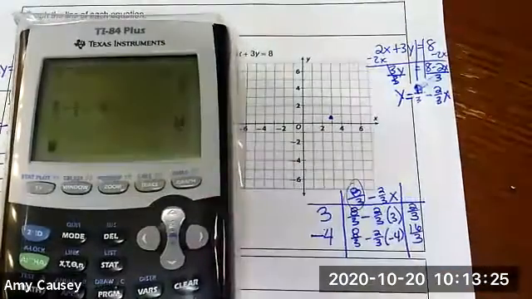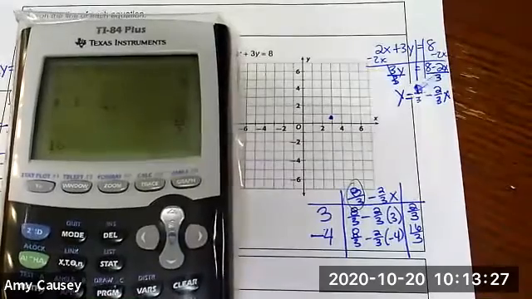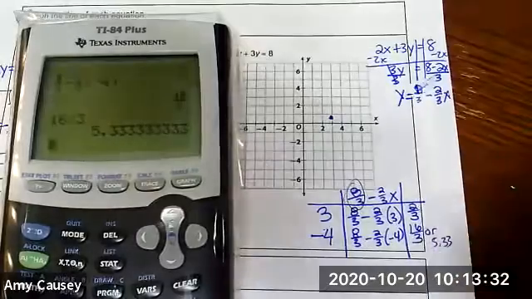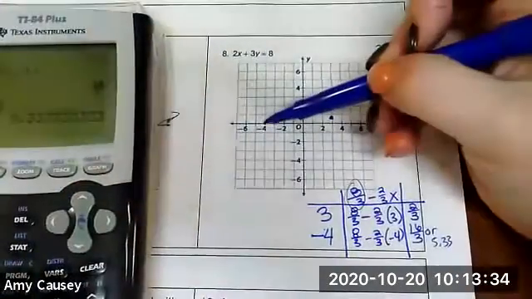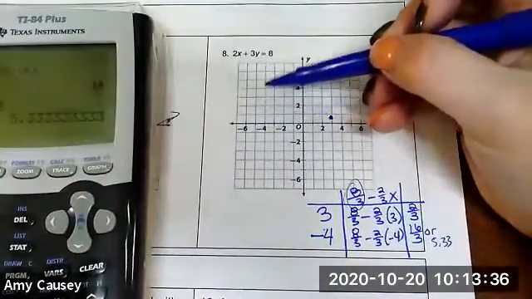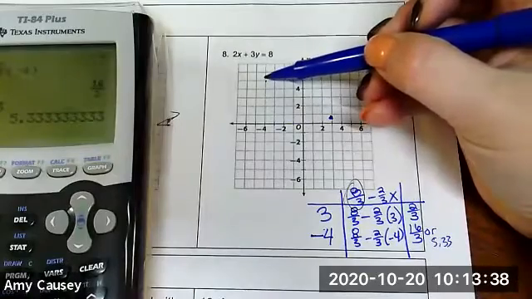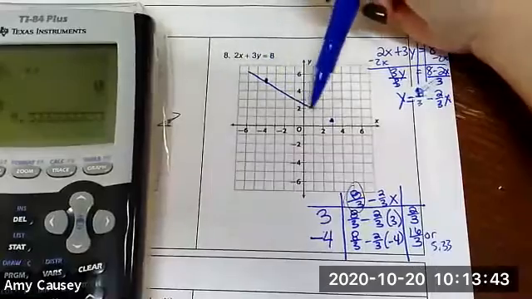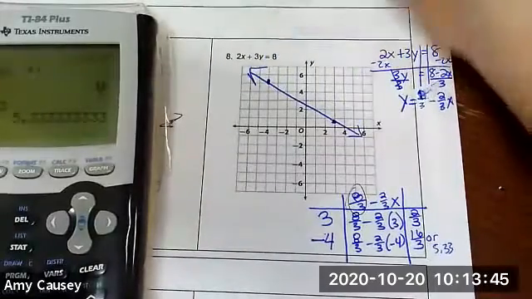Let's change that to a decimal. So 16 divided by 3. So it's a little bit more than 5. So I'm going to go to -4. And then I'm going to go up to 5. And then I'm just going to go a little bit more because that's what my decimal was. And then I'm going to just connect these dots here.